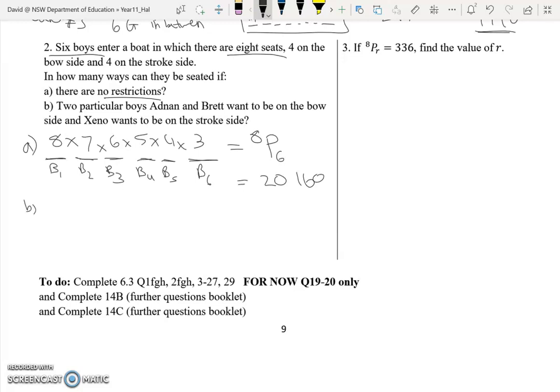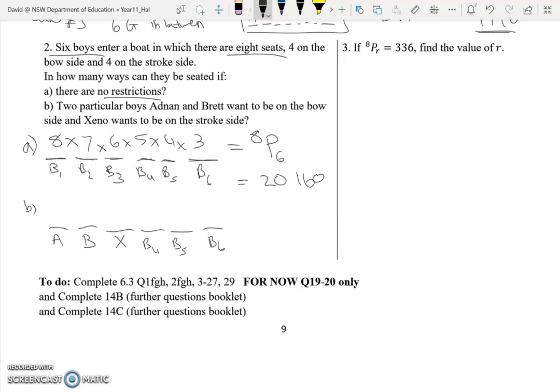Now we're going to have some restrictions. So 2 particular boys, A and B, want to be on the bow side, and Zeno wants to be on the stroke side. Remember, restrictions deal with first. So I'm going to call boy 1 Adnan. The second boy will be Brett, and then Zeno. So they're my 3 restricted, and then I've got three other boys to fill in after that.